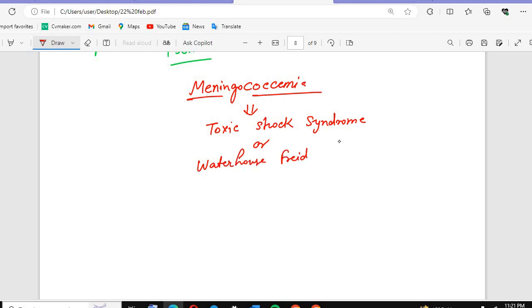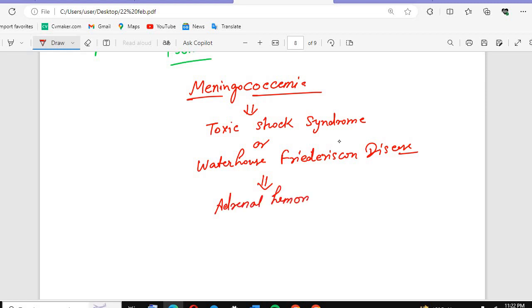Waterhouse-Friderichsen, F-R-I-D, sorry, Fredrickson disease, Waterhouse-Fredrickson disease. Okay, and what will they cause? They cause adrenal hemorrhage. What will be there in Waterhouse-Fredrickson disease?